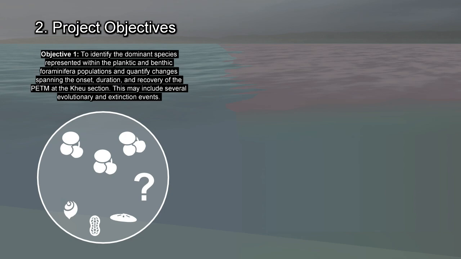So what are the project objectives? The first objective is to identify the dominant species of foraminifera, both the planktic and the benthic populations. By doing this, we hope to quantify the changes that are expected to span the onset, duration and the recovery of the PETM at the Q section. And looking at other sites, we would expect this to cover several evolutionary and extinction events.